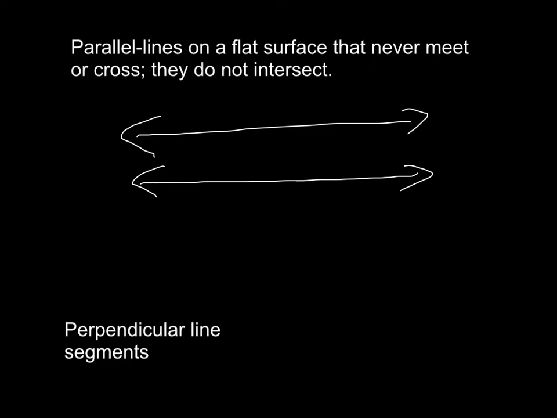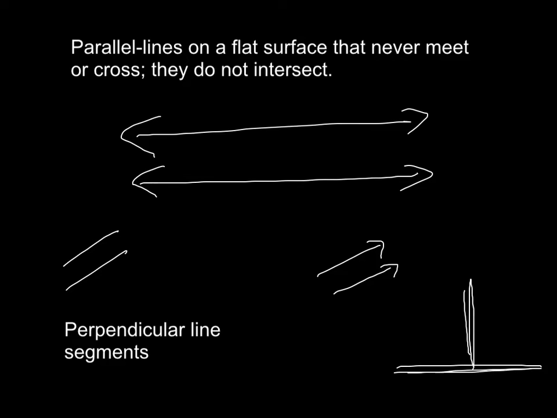We can have parallel lines, parallel line segments, or parallel rays. When 2 lines do meet and form a perfect 90-degree angle, like this, those are called perpendicular line segments. Turn and tell your partner what is the difference between parallel and perpendicular line segments.